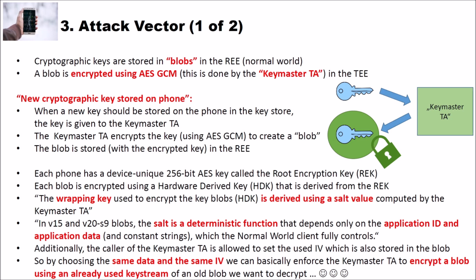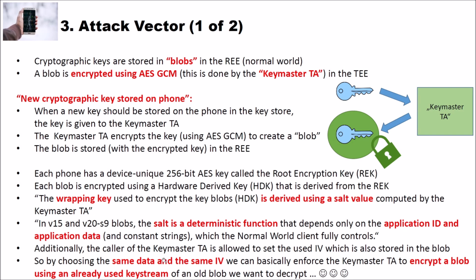But here's another flaw, because additionally the caller of the keymaster TA, so from the normal world, is allowed to set the used IV, which is stored also in the blob. So when we give a key to the keymaster TA, we are in full control of how the keymaster TA uses the cipher. We cannot decipher this here right now, but we can control how it is encrypted. So this is really bad. Because by choosing the same data and the same IV, we can basically force the keymaster TA to encrypt a blob using an already used key stream of an old blob we want to decrypt.